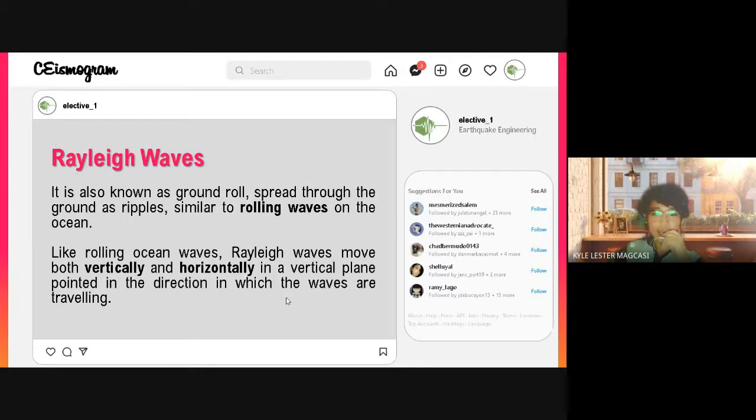Ayon sa mga eyewitness, sa isang open space area na mayroong Rayleigh wave, ay makikita ang mga sasakyan na gumagalaw taas-baba na parang object sa alon ng dagat. Ang Rayleigh wave din ay typically nagtatravel ng 10% slower kumpara sa S-waves.